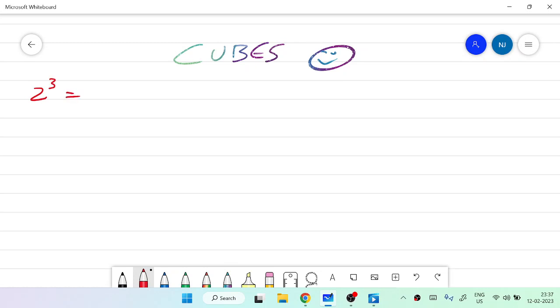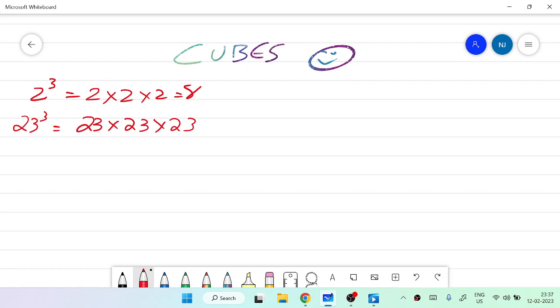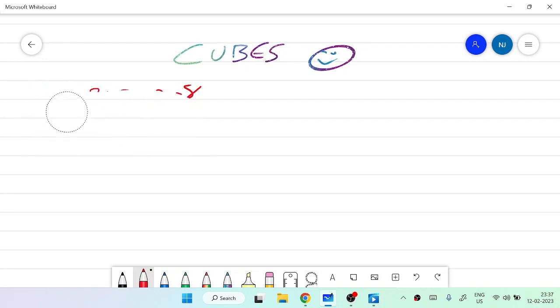Suppose you're given a value like 2 cube, you find it like 2 into 2 into 2, which is 8. Suppose you're given a bigger number like 23 cube, then what you have to do? 23 into 23 into 23, likewise you used to do. We can find this cube by another method also. I'm going to teach you that method.